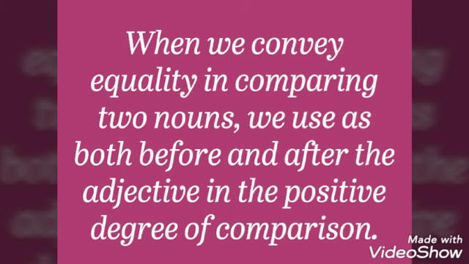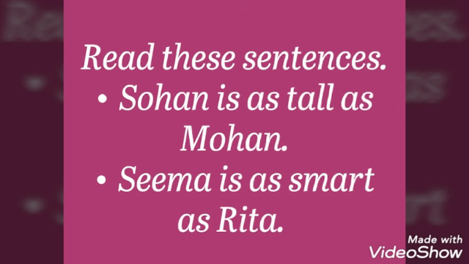When we show equality in comparing two nouns, we use as both before and after the adjective in the positive degree of comparison. For example, read these sentences. Sohan is as tall as Mohan. Seema is as smart as Rita.